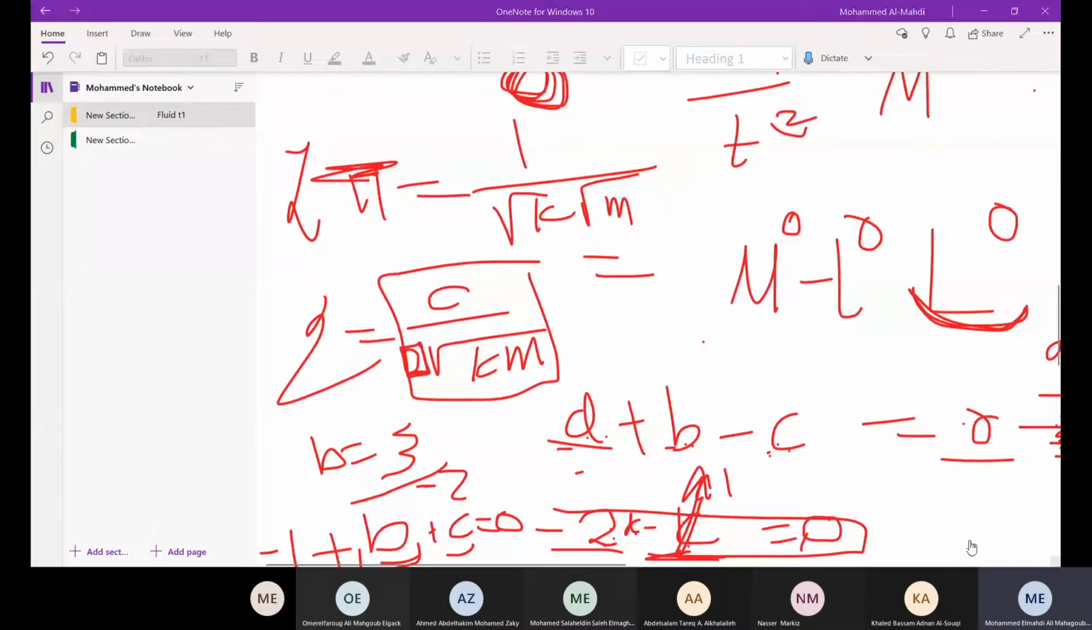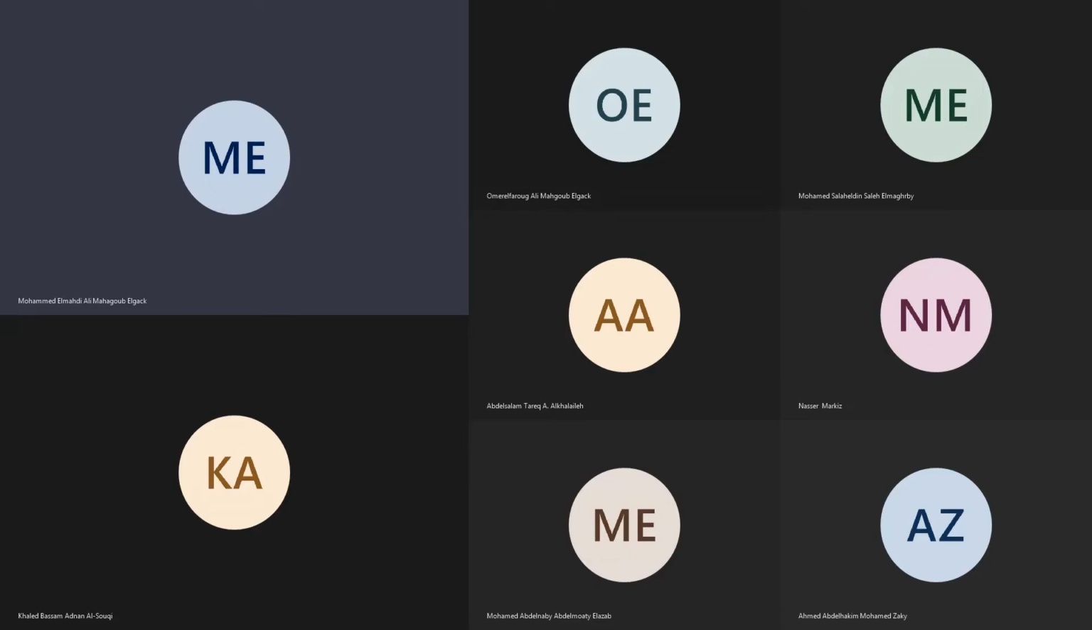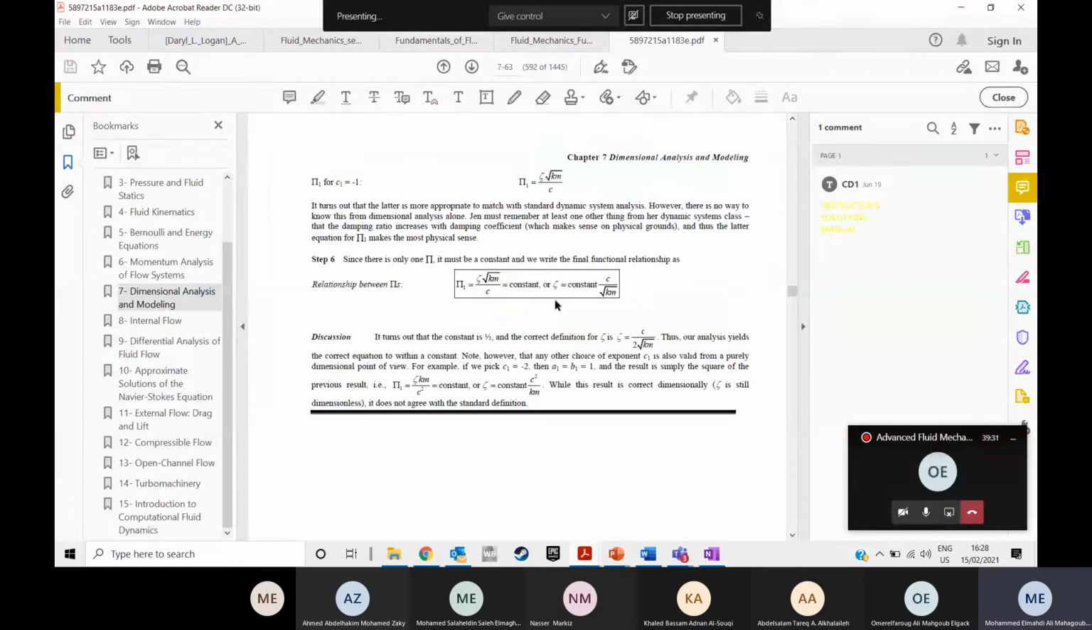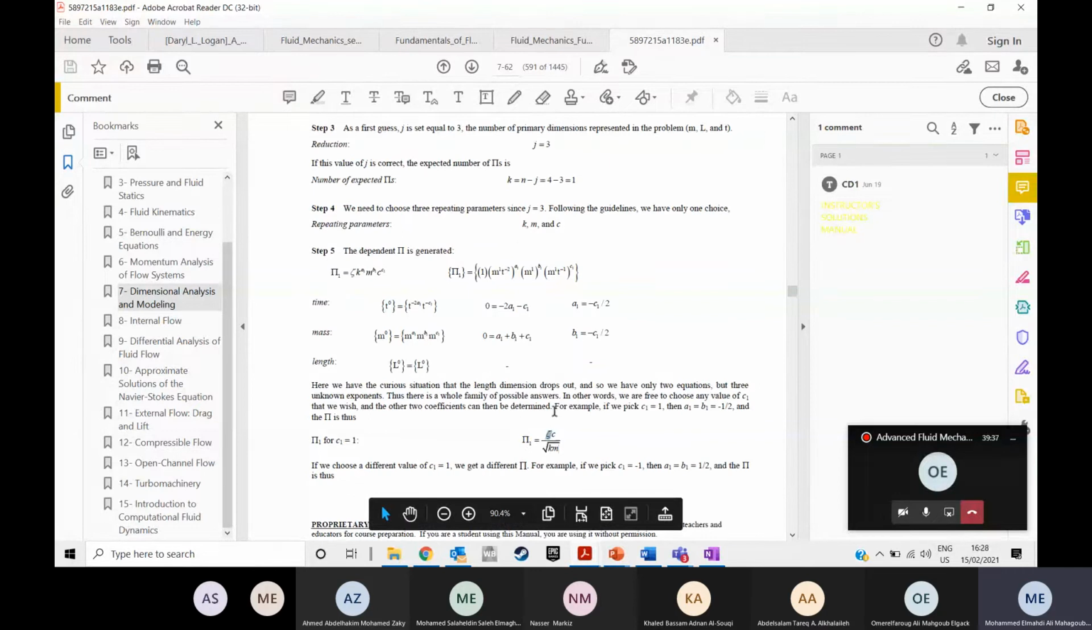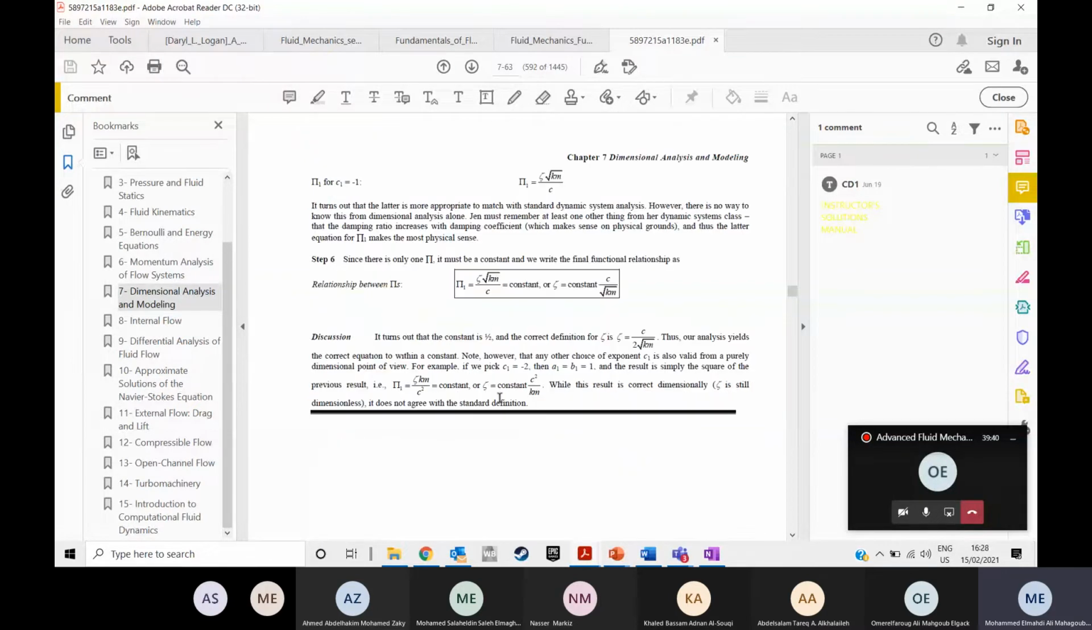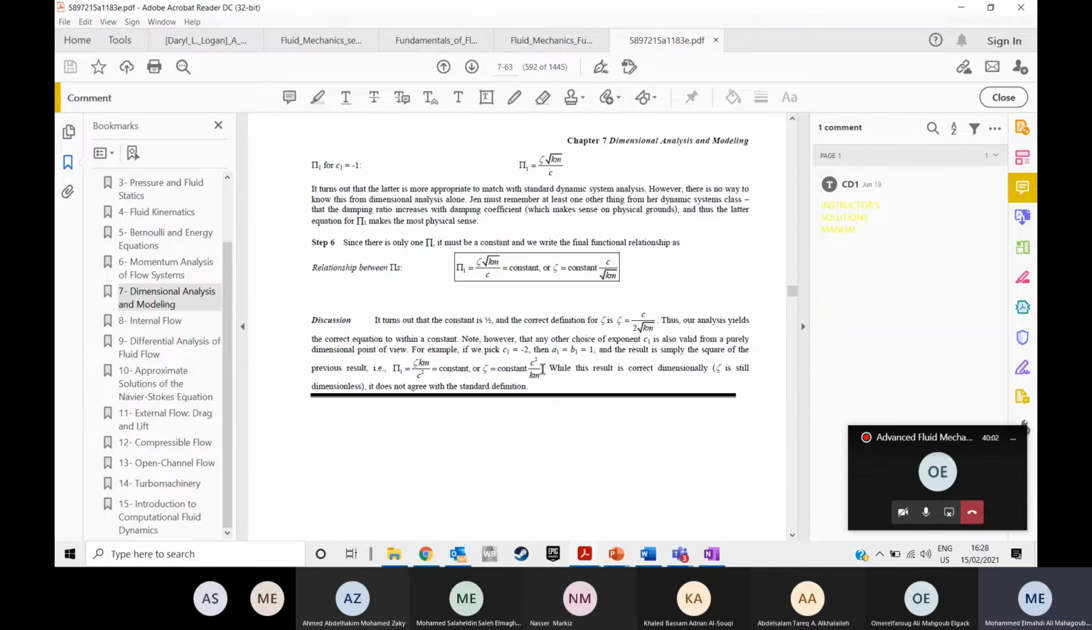So let me show you. Share. Okay, so this is how they end up with it. Pi is zeta C root KM. But then it turns out that the latter is more appropriate, because they already know the answer. Just remember the dynamic system: the damping ratio increases with the damping coefficient, something related to the dynamics. So this one gives more physical sense. Any other form will work, but it's just not physically sensible for the problem.